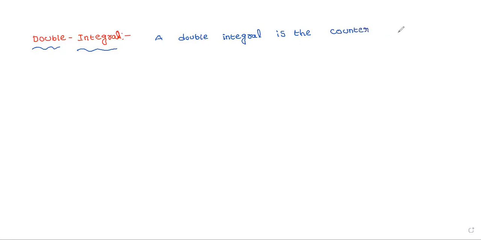So double integration, double integral. A double integral is the counterpart of the above definition in two dimensions.